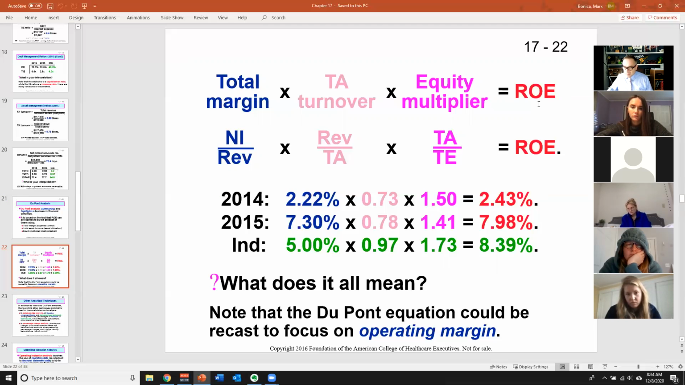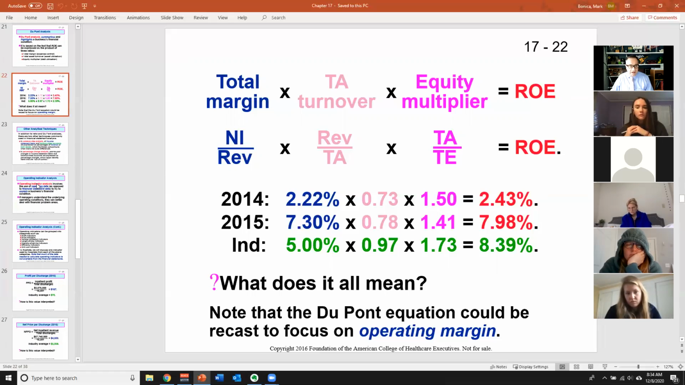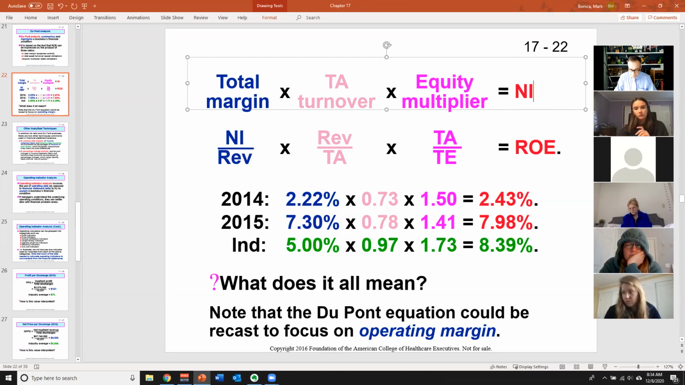The liabilities portion of the organization is the portion of the organization that's financed by debt. So we can look at these three, if we multiply them together, come out to ROE, because ROE is, I'm going to change this. There we go. ROE really is net income.